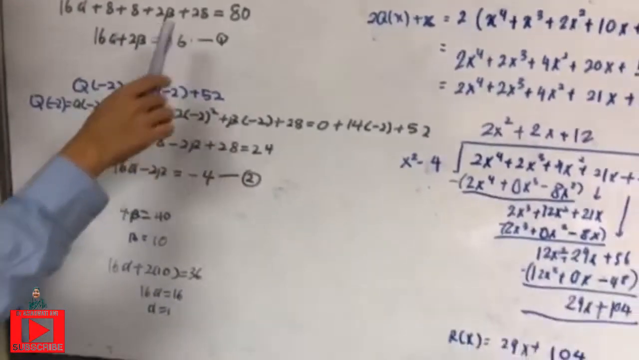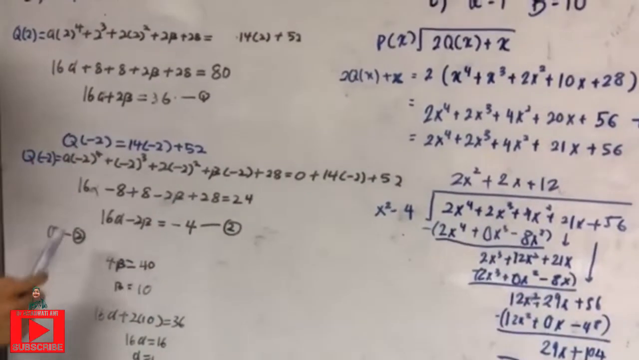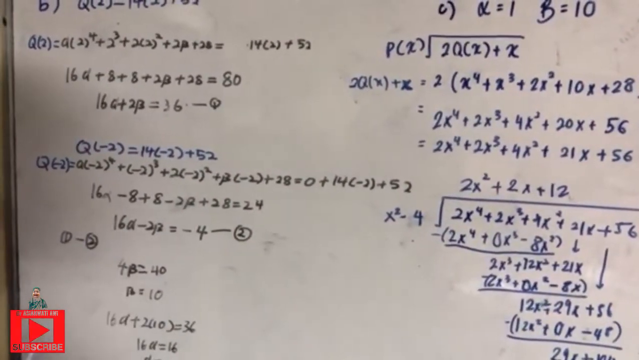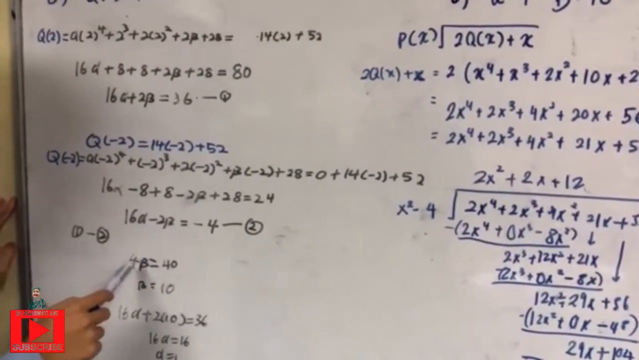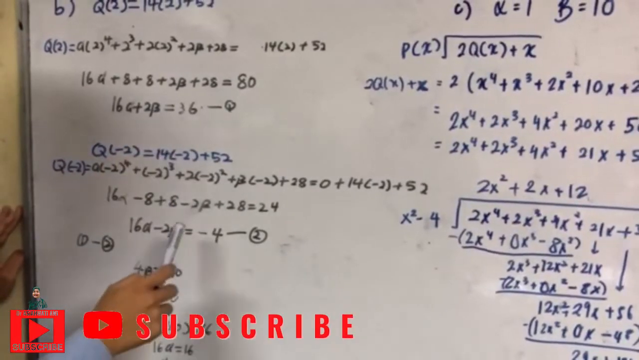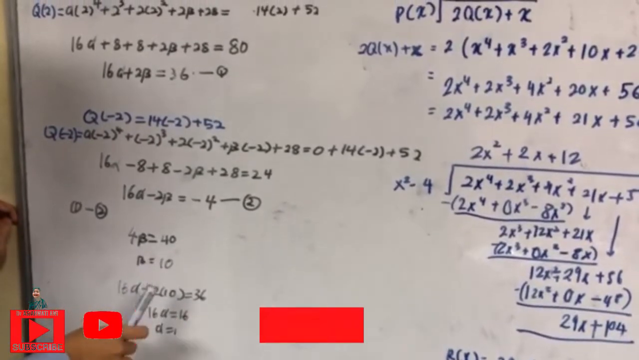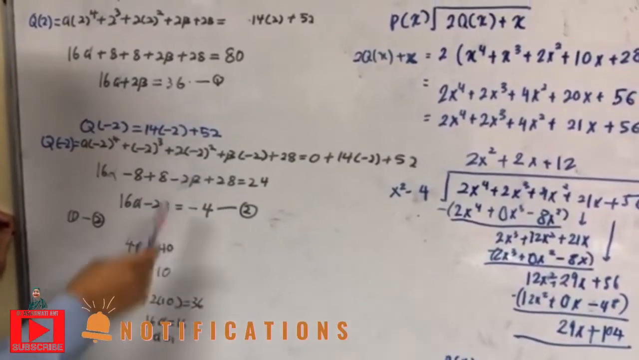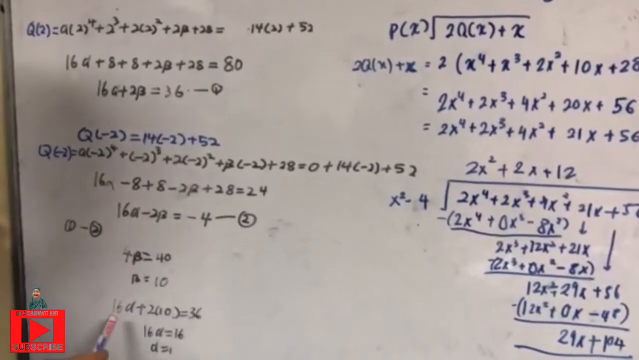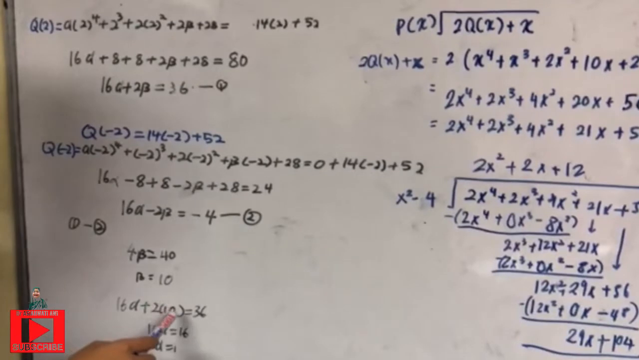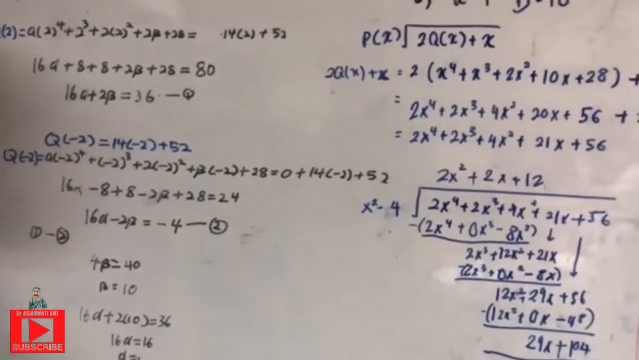So we use equation 1 minus equation 2. So 16 alpha minus 16 alpha will be 0. 2 beta minus negative 2 beta will be 4 beta, and 36 minus negative 4 will be 40. So beta is 10. So now we sub 10, the beta, into either one equation. So I sub in the first equation, 16 alpha plus 2 times 10 equals to 36. So get alpha equals to 1.